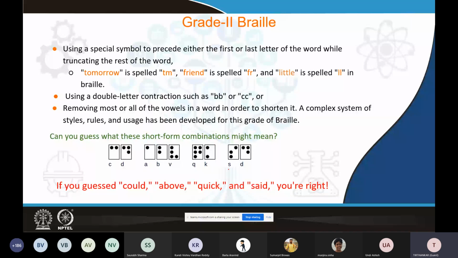Yeah, maybe it is difficult to guess what this particular sequence means, but this CD or ABV, QK, these are very easily recognizable as the original words as could, above, quick, and said. And you will see that in most of the cases, all the vowels have been removed to get this contracted form. Right? Okay.